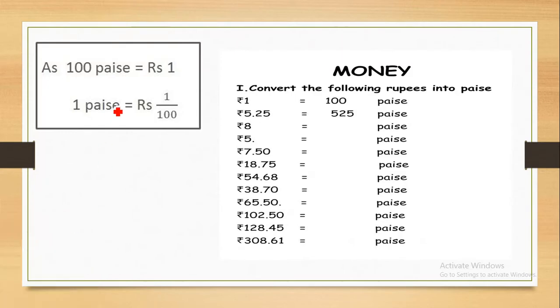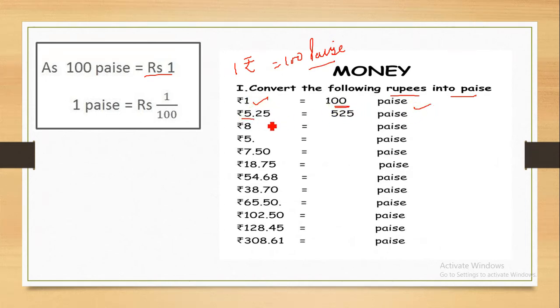The first question is: convert the following rupees into paisa. We have to convert rupees into paisa. According to Indian currency, you should know that 1 rupee has 100 paisa or paise, right? Now, if we have 1 rupee, how many paisa do we have? We'll have 100 paise.